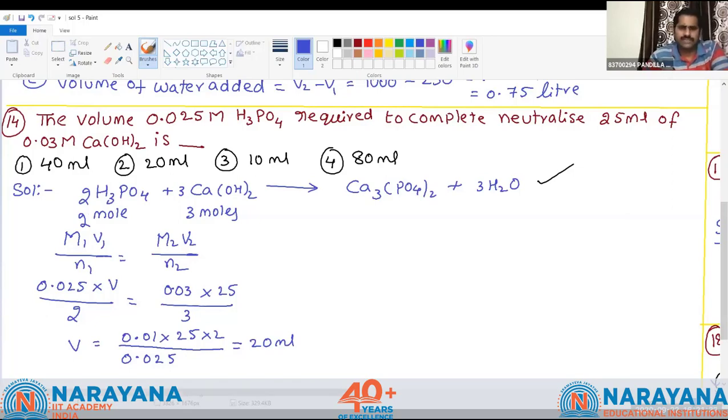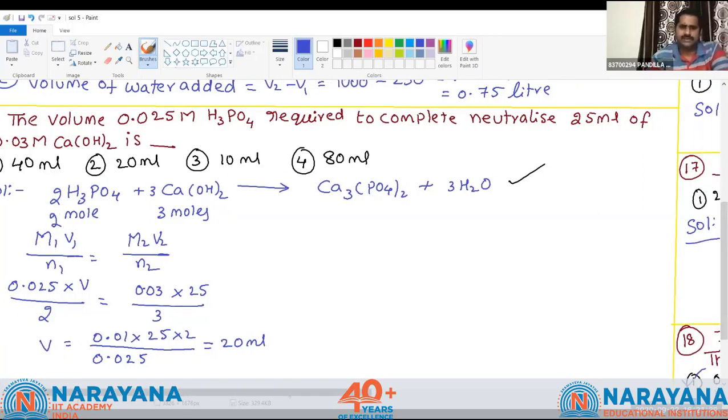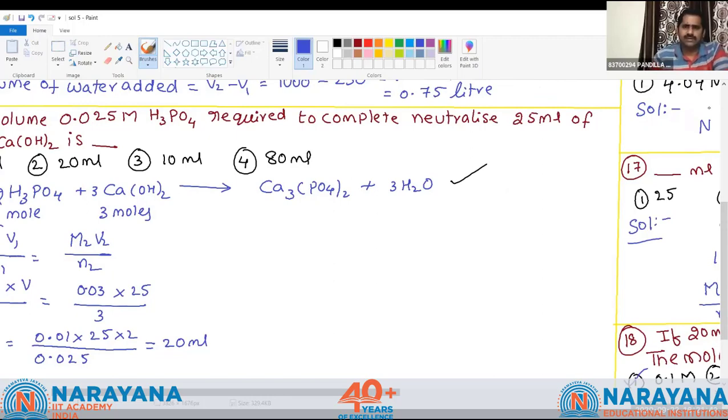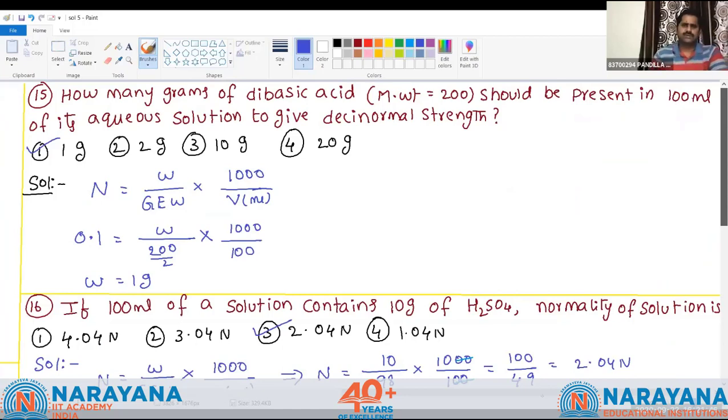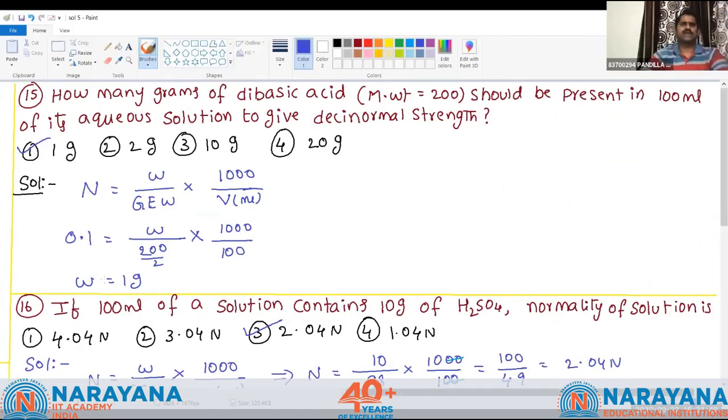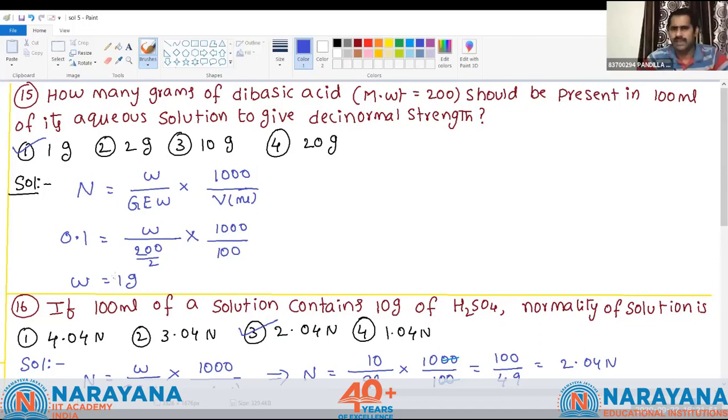Okay, now I'm going to the next slide. Please observe. How many grams of dibasic acid of molecular weight 200 should be present in 100 ml of its aqueous solution to give decinormal strength? Decinormal is 0.1 normality. Normality is equal to weight by gram equivalent weight into 1000 by volume. Normality is 0.1. Weight by gram equivalent weight is 200 by 2 because it is a dibasic acid, that's why the molecular weight is divided by 2. 1000 by 100. So we got 1 gram.